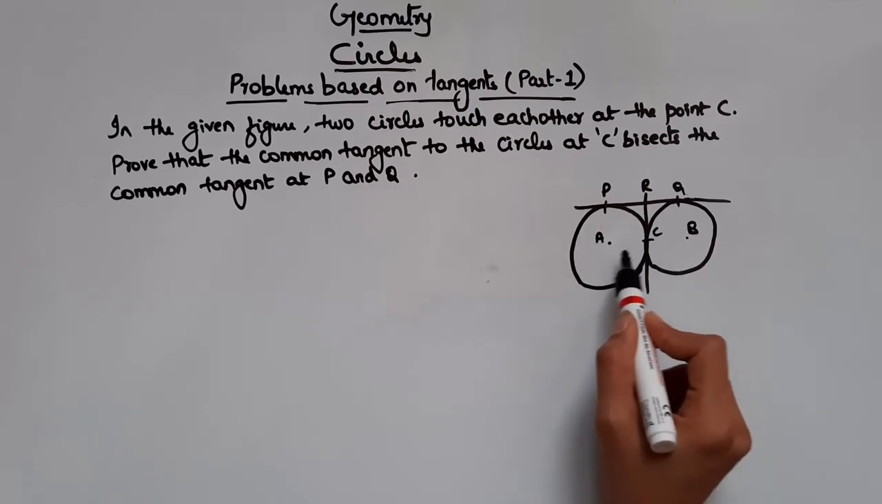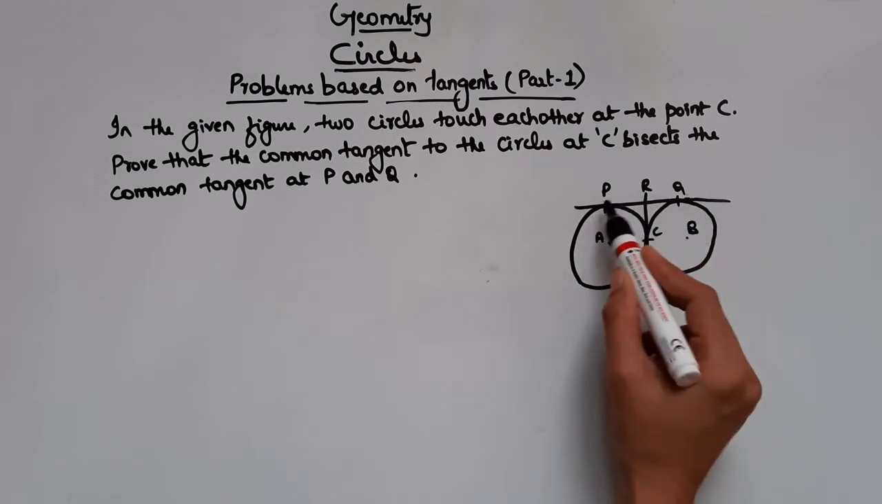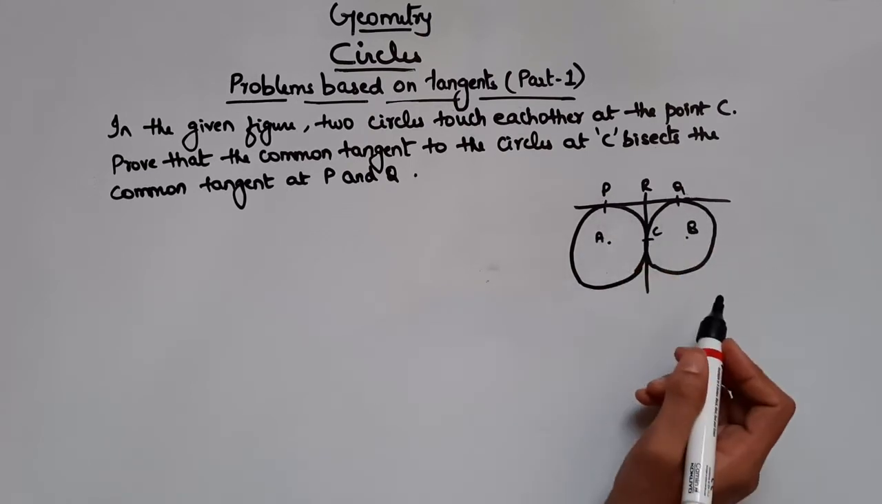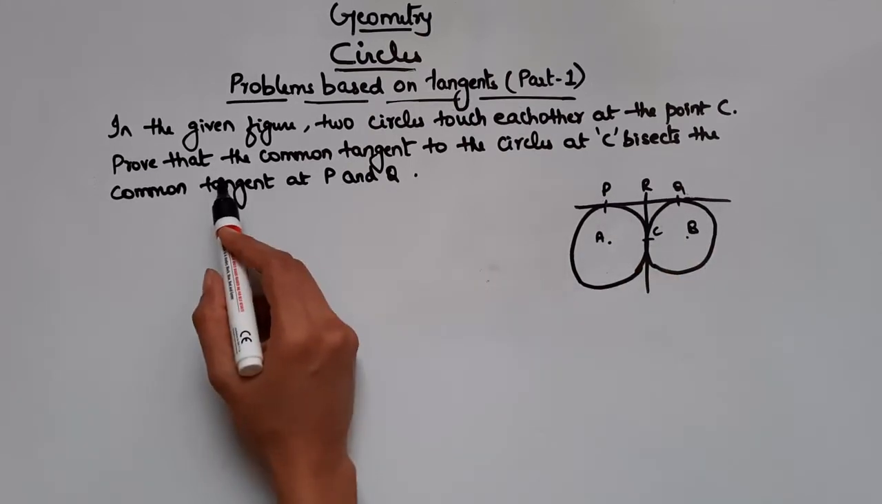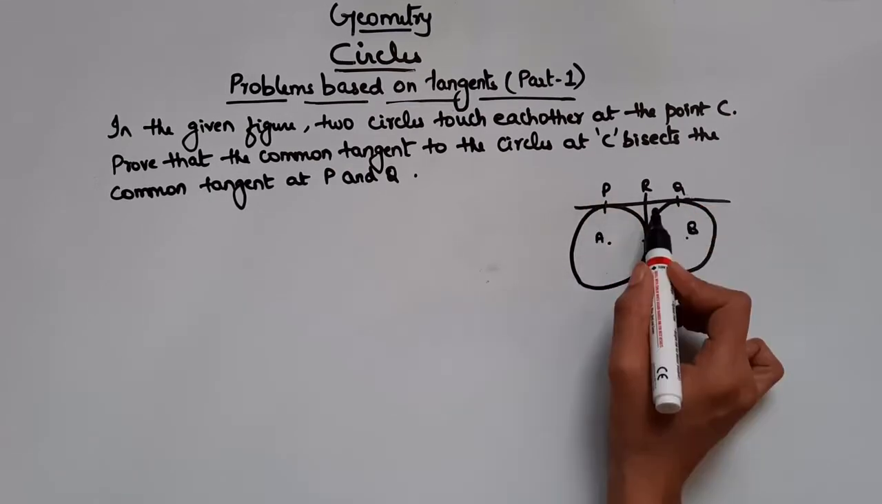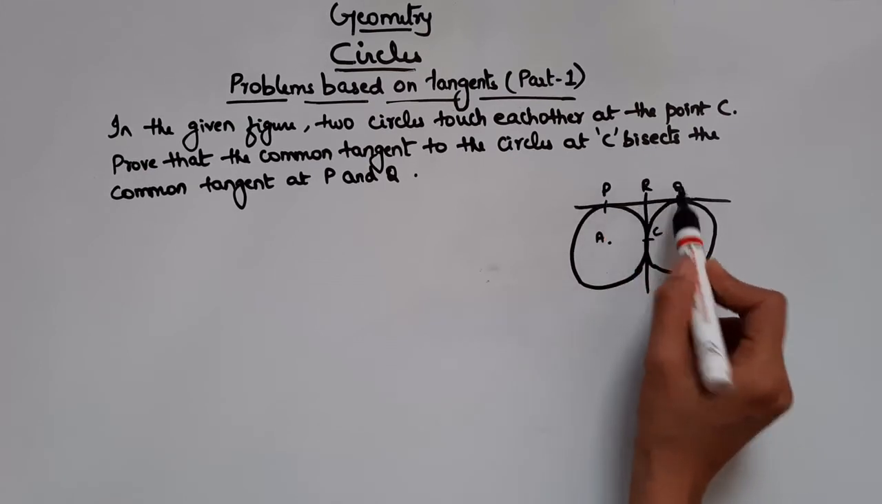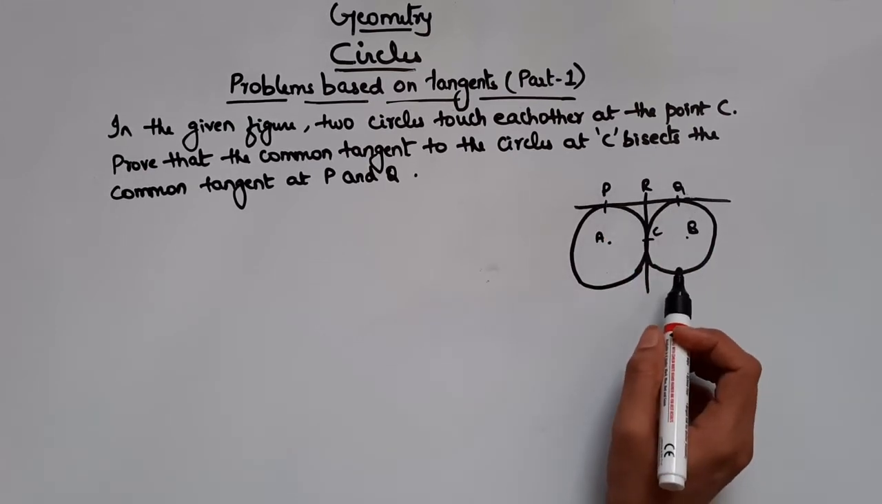Here the common tangents to these 2 circles are CR and PQ. These 2 tangents are common to both the circles, right? So here we have to prove CR bisects the common tangent PQ. In other words, we have to prove PR is equal to RQ. I hope this question is clear.